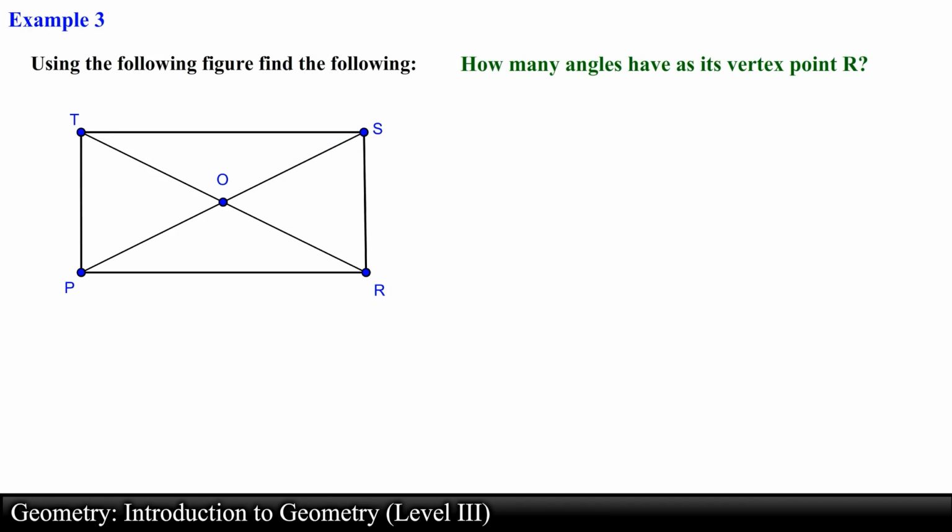First, let's locate point R. Point R is located on the bottom right corner of the figure. Notice that this point is the vertex of three distinct angles.